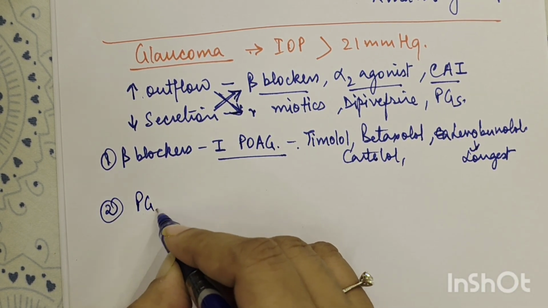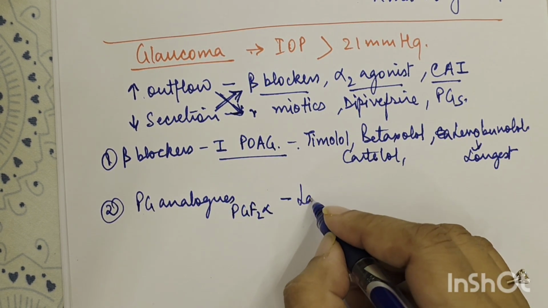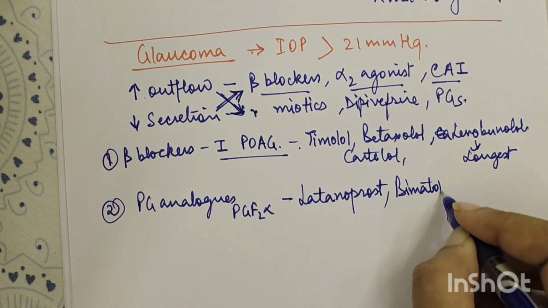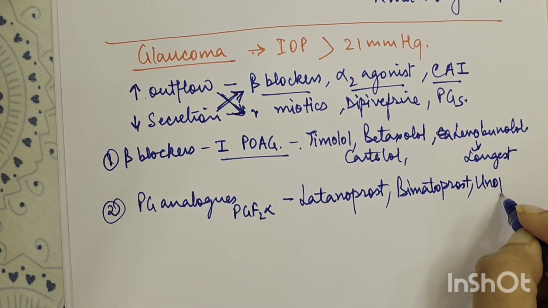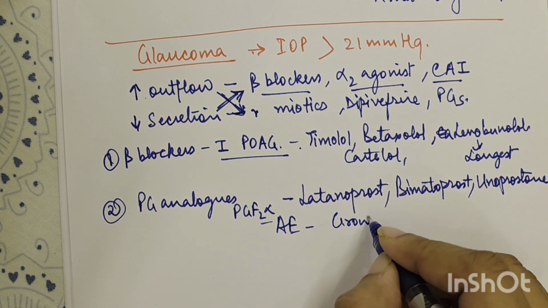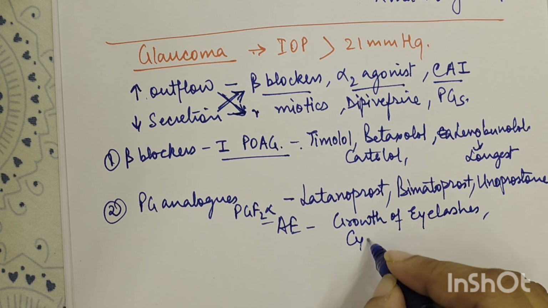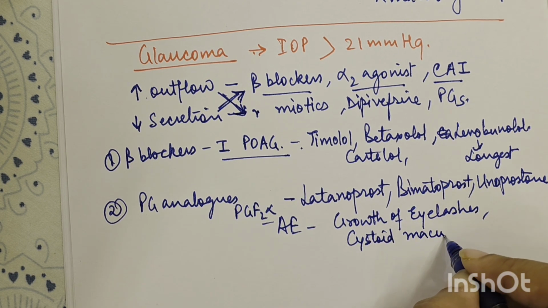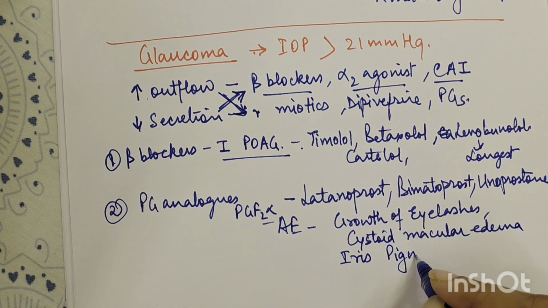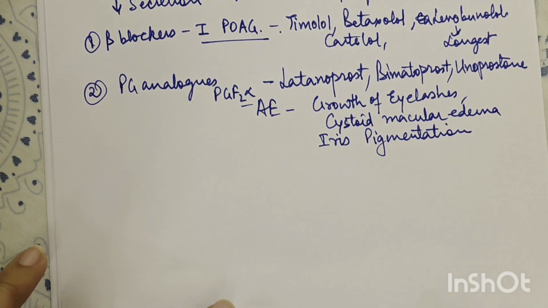Then the second category of drugs is PG analogs, which are PGF2 alpha analogs. In this we have latanoprost, bimatoprost, and unoprostone. Remember the adverse effects of PG analogs. First of all, they cause growth of eyelashes, then they cause cystoid macular edema, and they also cause iris pigmentation. So these are the side effects of PG analogs.